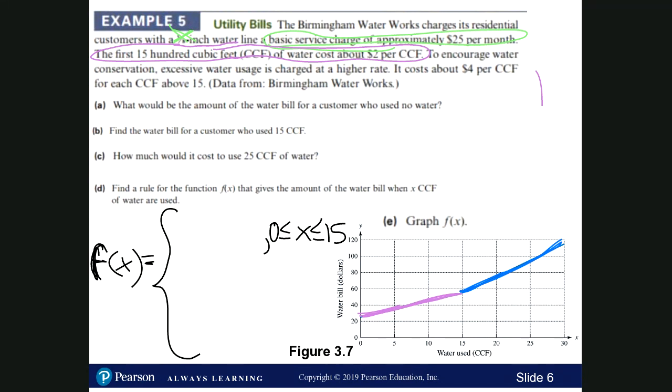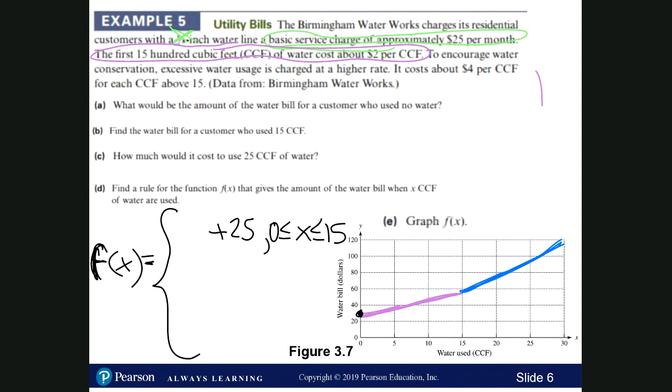So that reads x greater or equal to 0. The fact that we have equal to 0 means that we're including 0. 0 is part of the domain, right? Because the problem told us even if you use 0 CCFs, you still get charged. And for this condition, it tops off at 15 CCFs. So we already have a basic charge fee of 25, and so that is actually like a y-intercept. And if you look at your graph here, it will be this point right here.